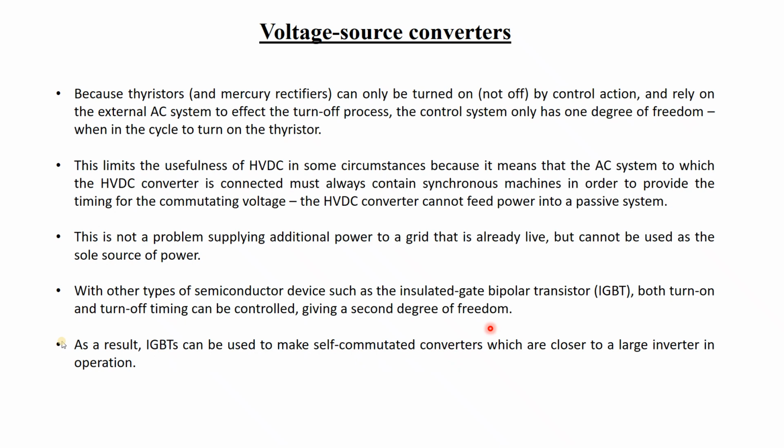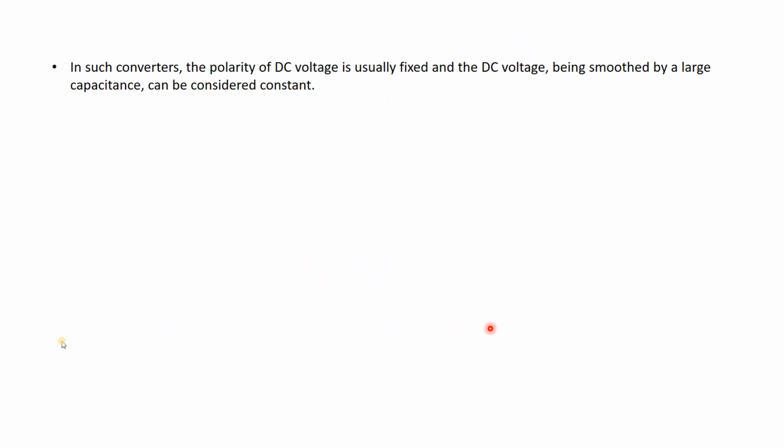So as a result, IGBTs can be used to make self-commutated converters, which are closer to a large inverter in operation. These are called the self-commutated converters. Commutated means commutation can be done solely by its own control action. In such converters, the polarity of the DC voltage is usually fixed, and the DC voltage, being smoothed by a large capacitance, can be considered constant.